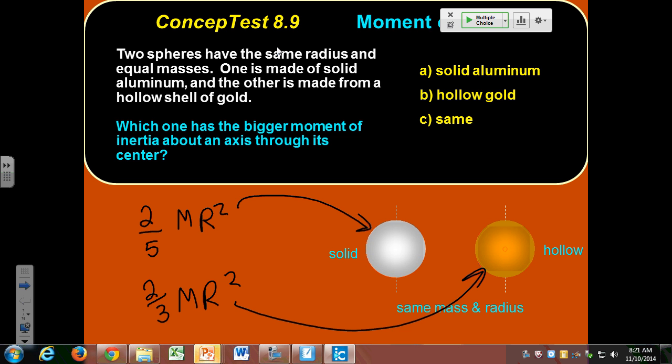It has the bigger moment of inertia because all of its mass is located out at a large r. And since r is squared in moment of inertia, that carries a lot of weight with the moment of inertia, a much larger moment of inertia.